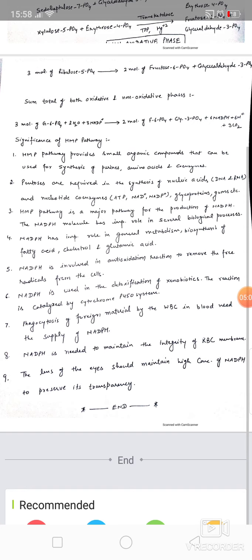Phagocytosis of foreign material by WBCs in blood needs a supply of NADPH. NADPH is needed to maintain the integrity of the RBC membrane. The lens of the eye should maintain a high concentration of NADPH to preserve its transparency.